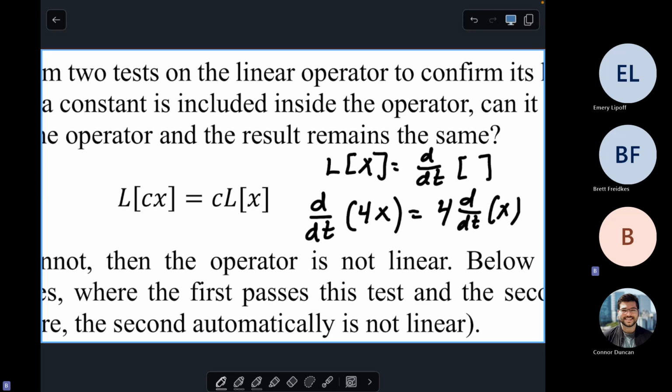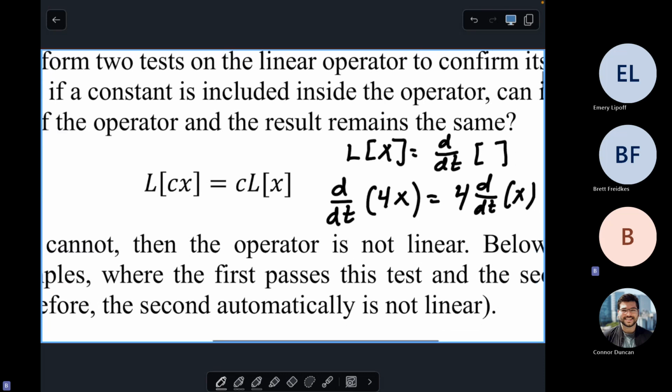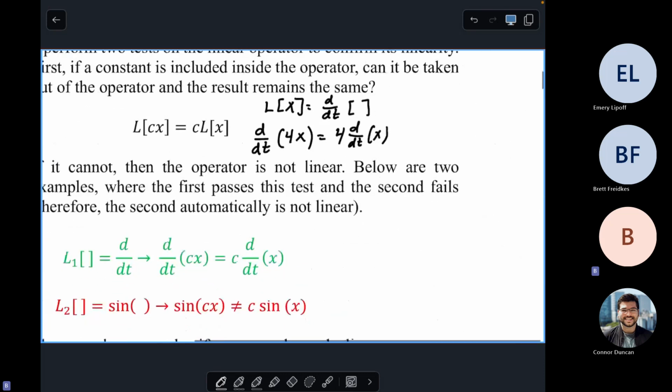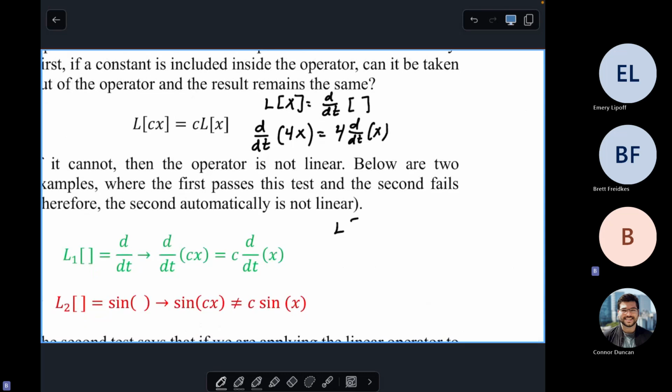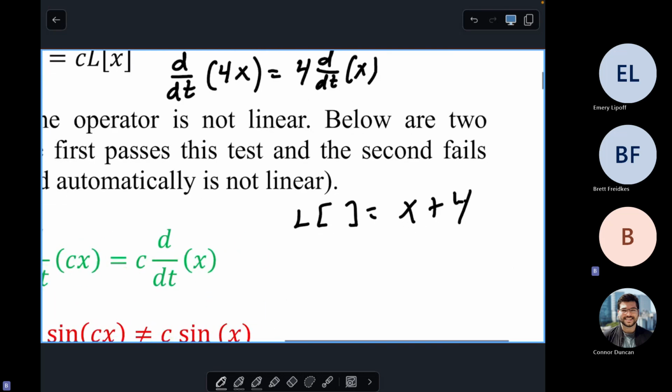I gave you a question on your last quiz, I think threw some people off, where I said, okay, let's say I tell you an operator is something like x plus 4. That's a linear function, right? That's a line. But the question was, is it a linear operator? And it's not, because let's think about why.